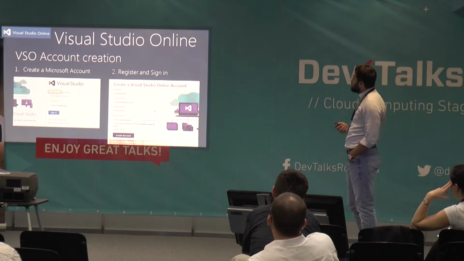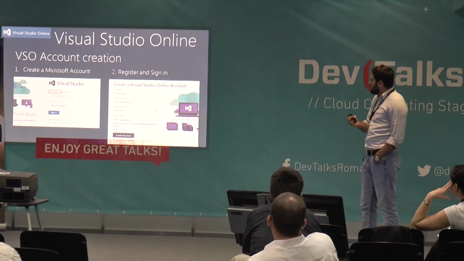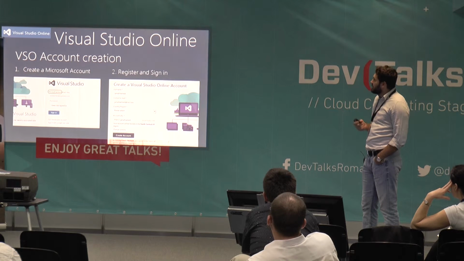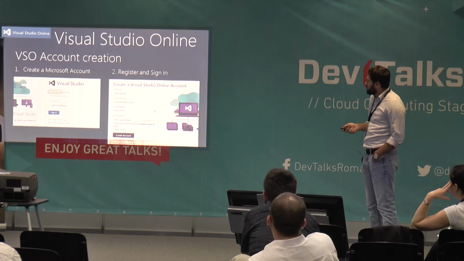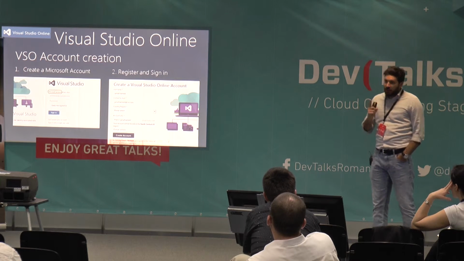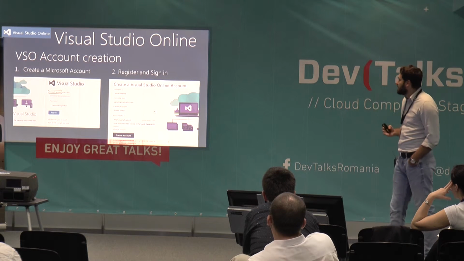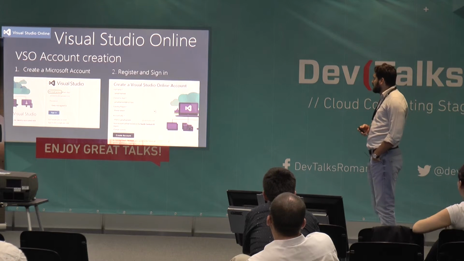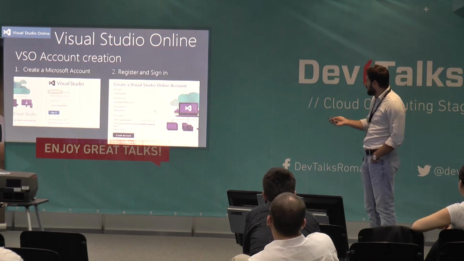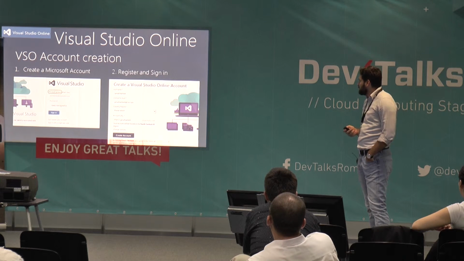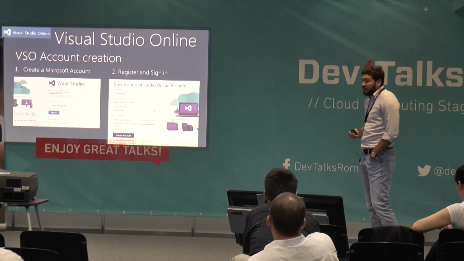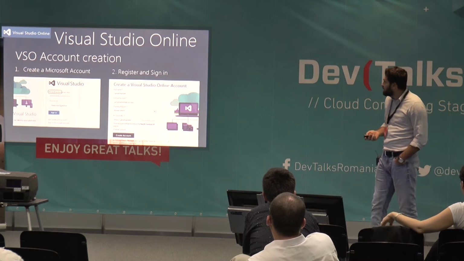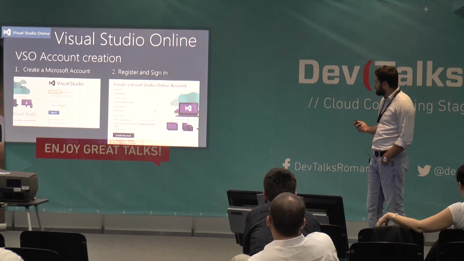So, Visual Studio Online. If you go to the console, you have there a link, or you can just search for Visual Studio Online. Firstly, you need a Microsoft account, which could be any of the domains on which Microsoft publishes email services. And after that, you register for the Visual Studio Online account, and that's pretty much it. No big secret here.